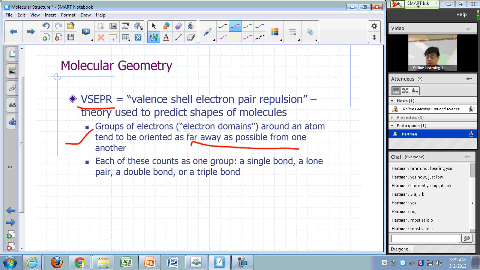We count a single bond as just one group of electrons around the atom. A lone pair counts as one group. A double bond, all 4 electrons in a double bond, we count that as one group. Okay, so each group of electrons around an atom is called an electron domain. So for us to be able to predict the shape of the molecule, we have to imagine that each of these electron domains repels the others, and so they're going to try to stay as far away from each other as possible.